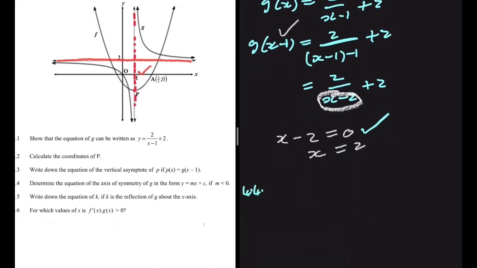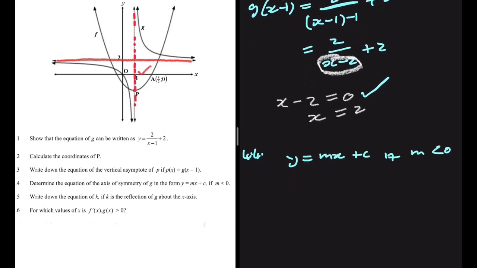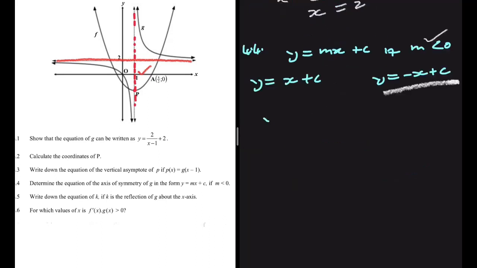Determine the equation of the axis of symmetry of g in the form y equals mx plus c if m is less than 0. So we have the equation of the axis of symmetry, right? One equation is y equals x plus c, and the other one is y equals minus x plus c. Is your gradient going to be positive 1 or minus 1? So here, if they're saying that m is less than 0, then we're supposed to use y equals minus x plus c. So we just need to find the value of c.